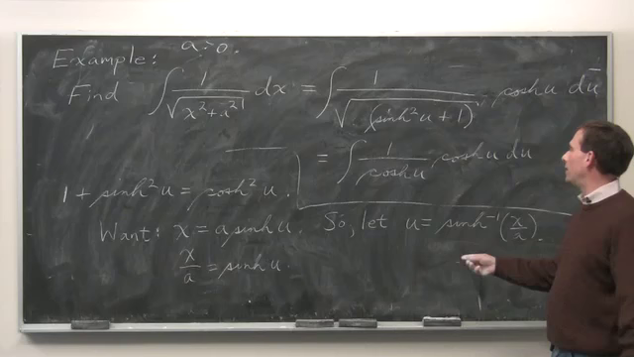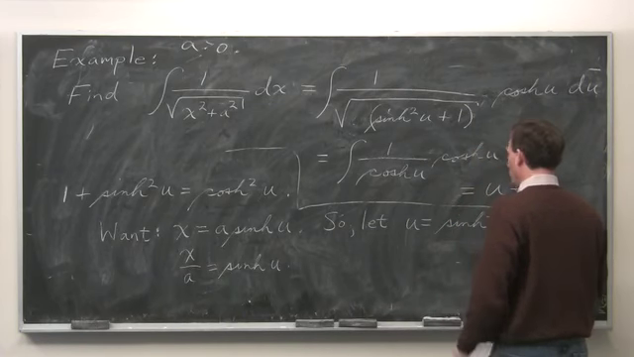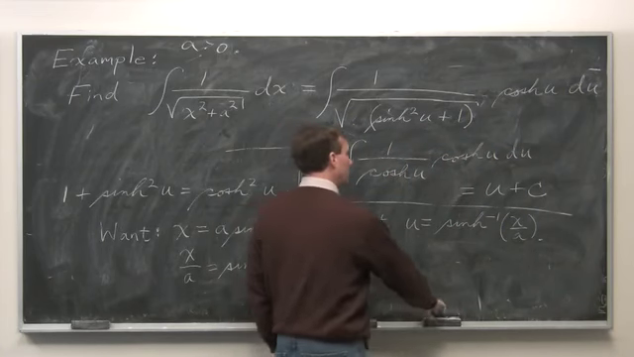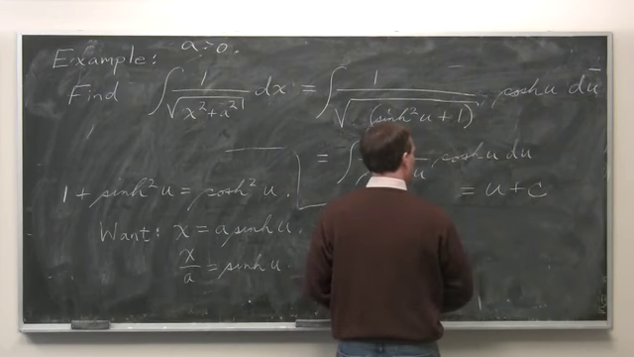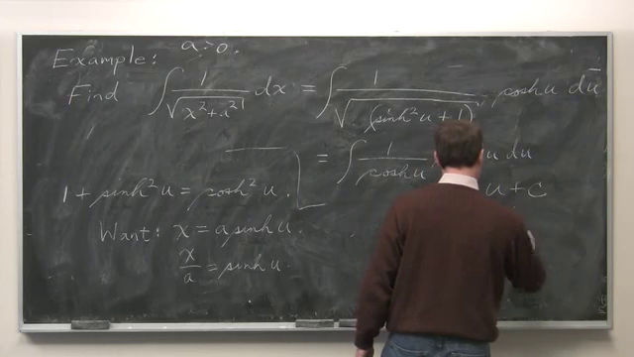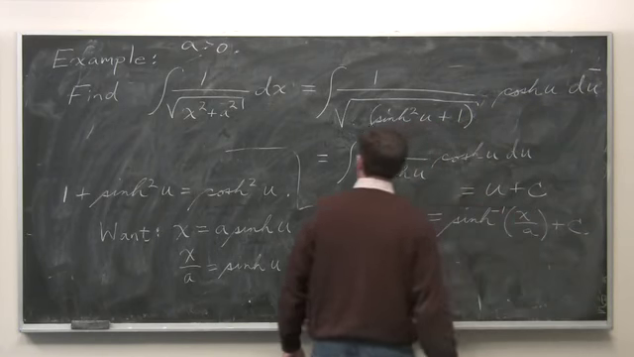Wait, I'll do it in my head. That's u plus a constant. But what's u? It's the inverse hyperbolic sine of x over a. And so that's our final answer. You don't have to memorize that this is what you get.